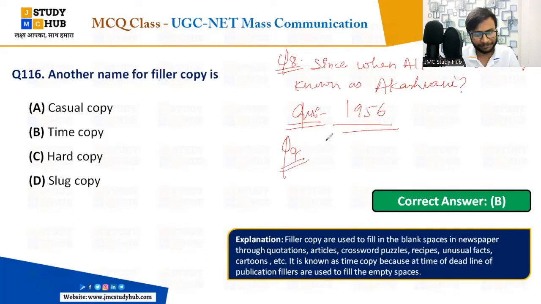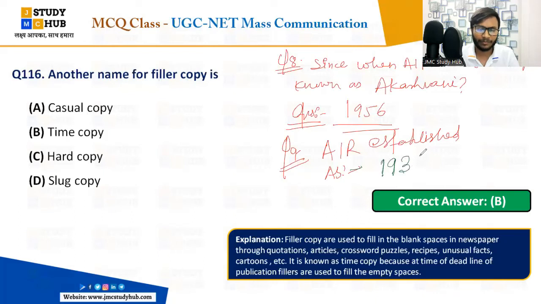Question number 9. When was All India Radio established? AIR was established in the year 19... Tell me quickly. Okay, 1930 or 1936. All India Radio was established in the year... Please note it down. Just correct it here.